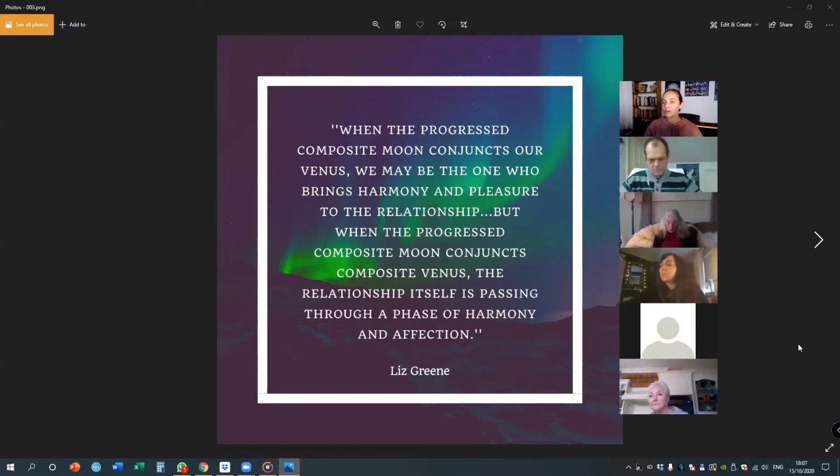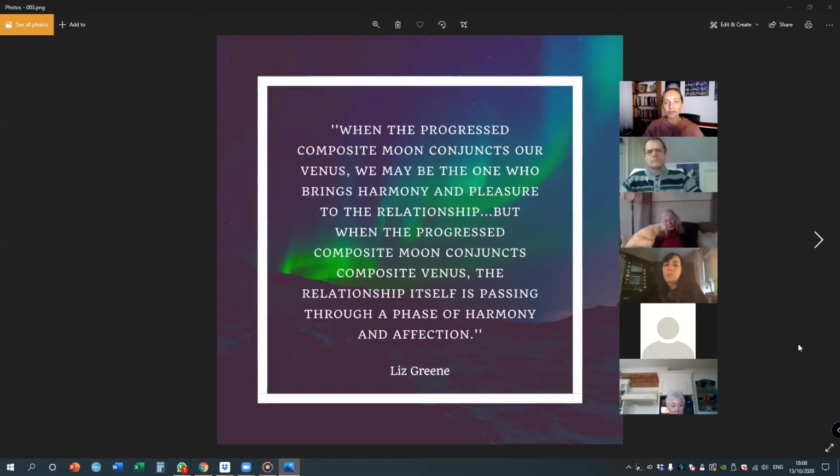And what happens, it's really interesting, when one of the two people has natally something going on where that moon is currently. If you have a planet in your chart where the progressed composite moon is at that moment, then you become the agent of that particular thing happening in the relationship through your planet. So if your Venus sits on the composite progressed moon, then you would be the one bringing harmony and pleasure, as she's saying here.